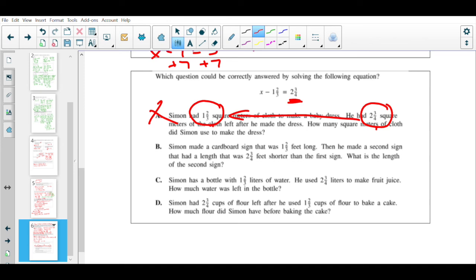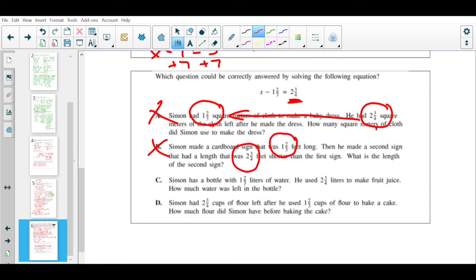Simon made a cardboard sign that was 1 2/3 feet long. Then he made a second sign that had a length that was 2 3/4 feet shorter than the first sign. What is the length of the second sign? That doesn't make sense because if he made a sign first that was 1 2/3 feet long, then he made a second sign that had a length that was 2 3/4 feet shorter than 1 2/3. That doesn't make sense either. You'd have a negative length sign. Okay, so that doesn't make sense.